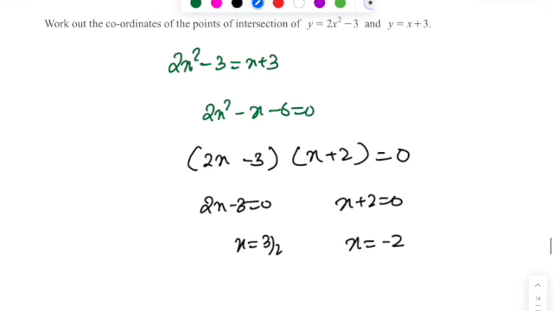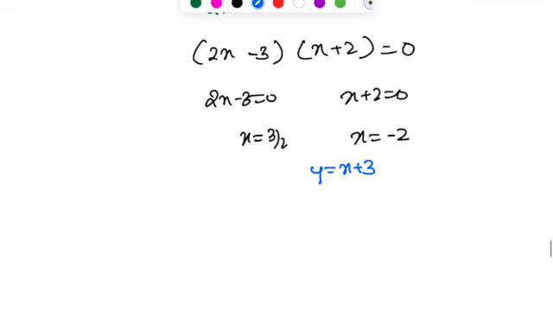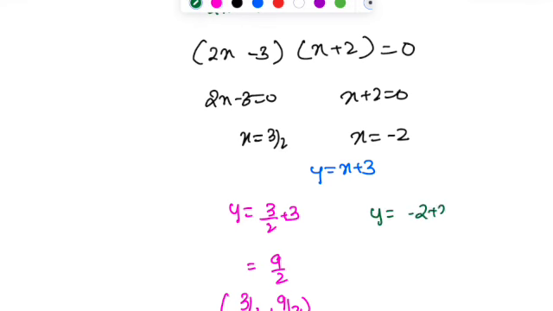Now we know that y is x plus 3. So over here y equals 3 by 2 plus 3, which is 9 upon 2. So 3 upon 2 comma 9 upon 2. Then for this one, y equals negative 2 plus 3, y equals 1. So negative 2 comma 1 is going to be the answer.